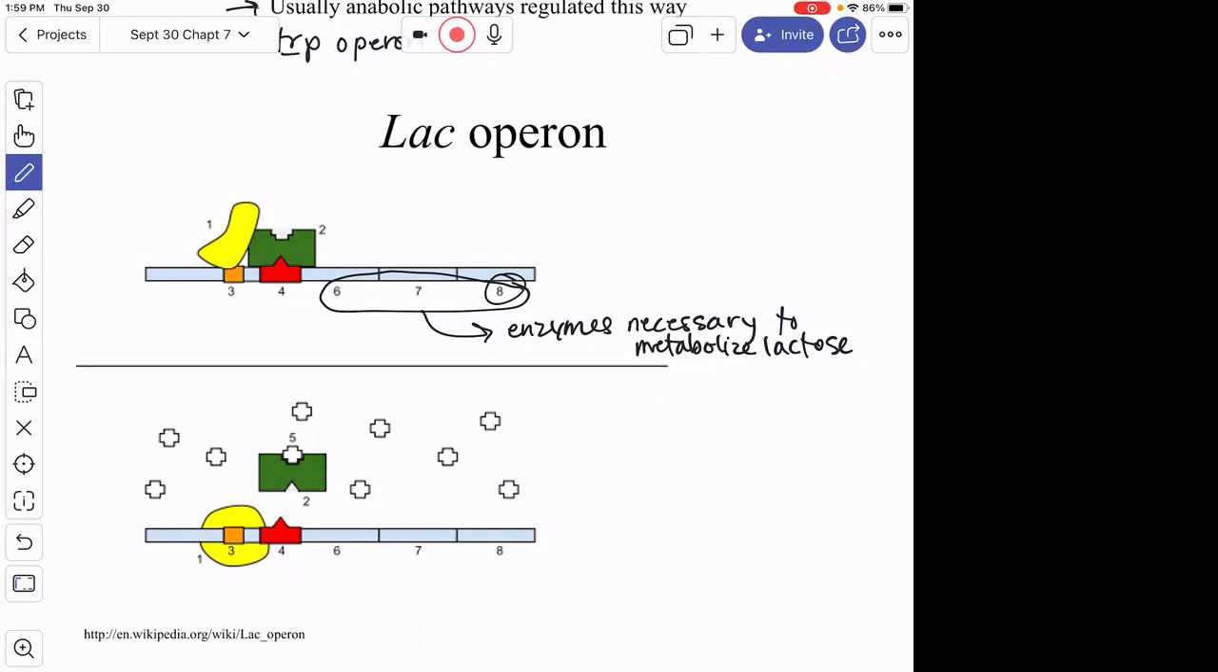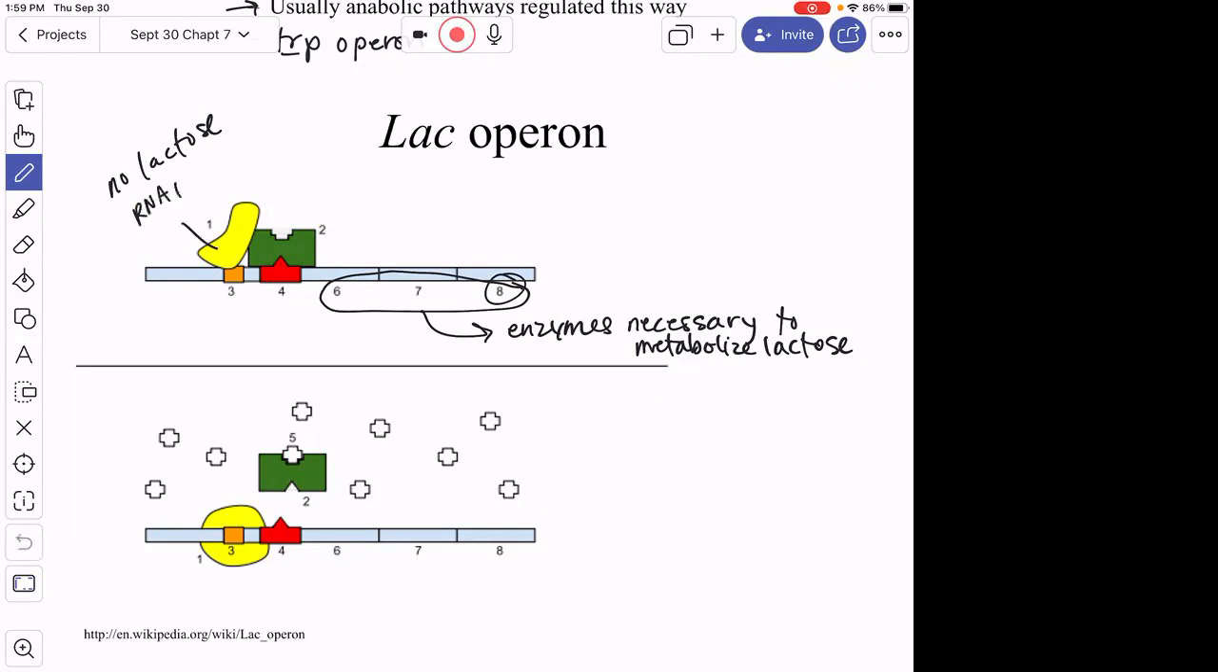So it's only going to want to make those if lactose is present. But in the top here, there's no lactose. So here's number one. This is the RNA polymerase. It's bound here to the promoter. But there is a repressor here.